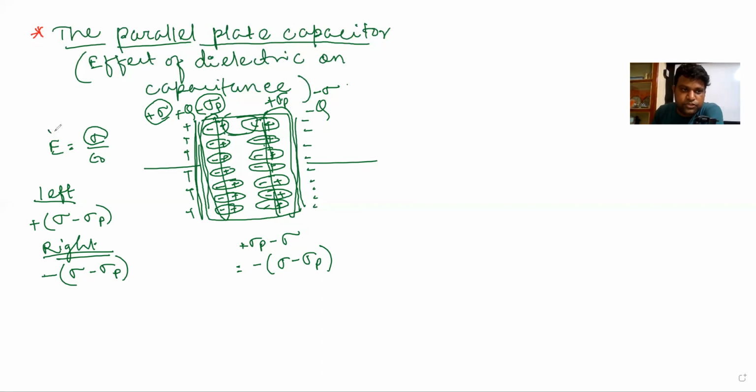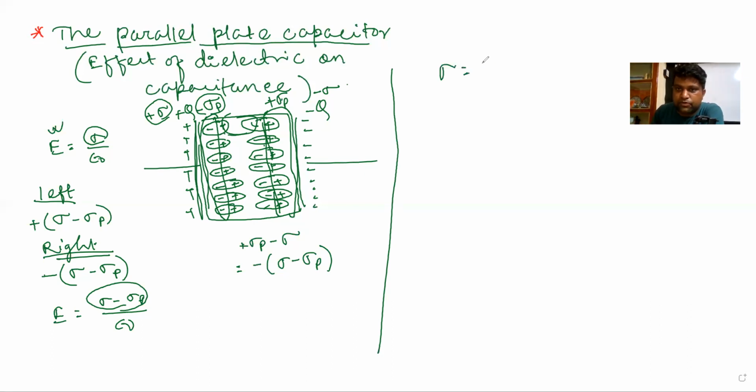So the electric field which we calculated for the parallel plate capacitor with vacuum inside was only sigma by epsilon naught. Here the electric field will be sigma minus sigma p by epsilon naught. This is the electric field in between two plates. Now we will write this sigma minus sigma p in terms of a new constant. We'll introduce a new proportionality constant k, such that sigma is equal to k times sigma minus sigma p.